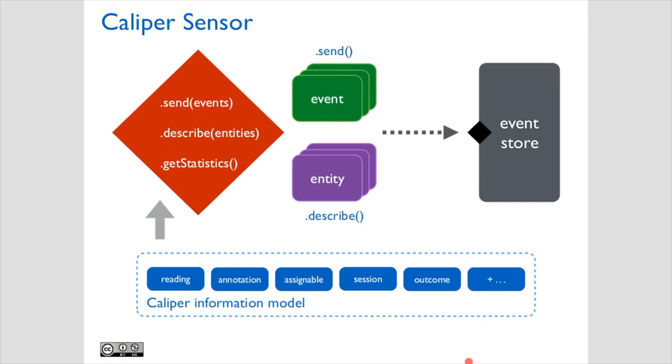Caliper events right now are just simply emitted over HTTPS. Right now, we just really leverage posts. So the send and describe is a post. Unlike xAPI, we have yet to extend the API so that you could perform a get on the event store. There's no description within the specification itself of how you interact with the event store after events are emitted to it.